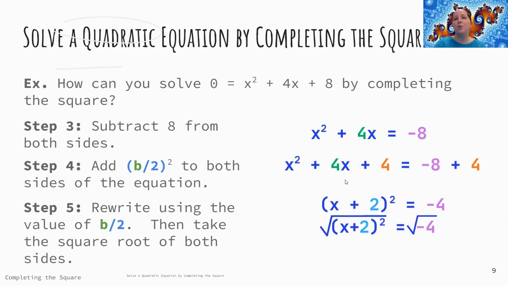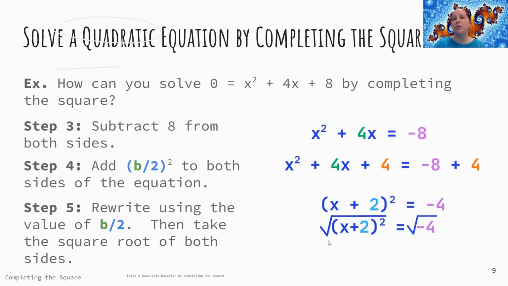Okay. Then I rewrite my trinomial as a binomial. Okay. As a perfect square binomial. So x plus 2 squared equals negative 4. Okay, and I've just combined negative 8 plus 4 on this side. That plus 2 came from that b divided by 2.